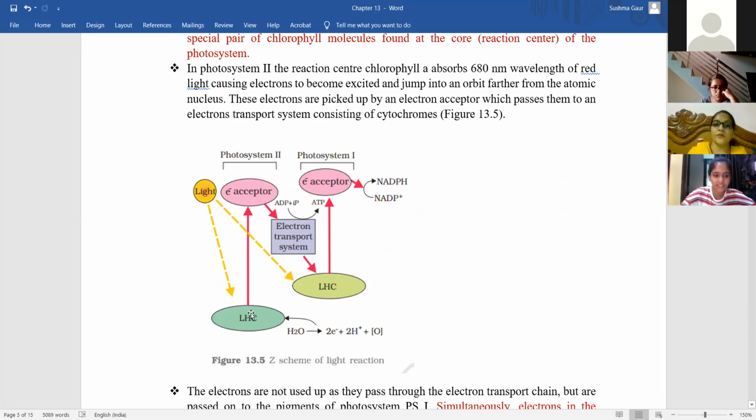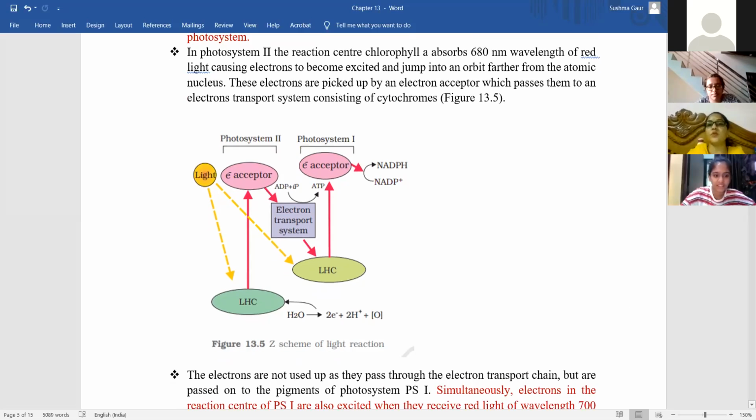So chlorophyll A will absorb red light at 680 nm, and the electrons are excited and accepted by the electron acceptor. Now what happens? The electron acceptor passes the electrons to the electron transport system. Okay. This electron transport system consists of cytochromes. Okay, this electron transport system you will study in this chapter or in some other chapter, but I think this will be in your syllabus.